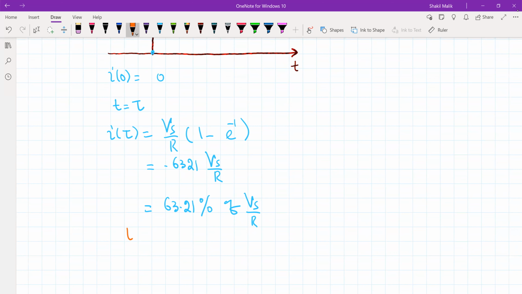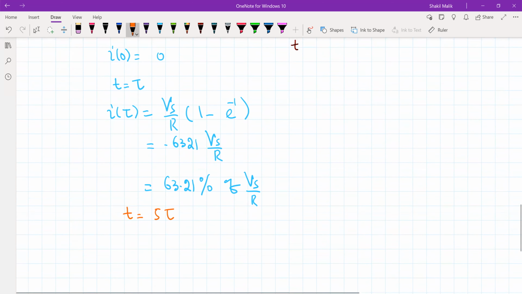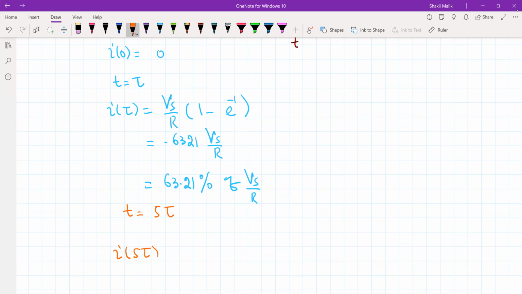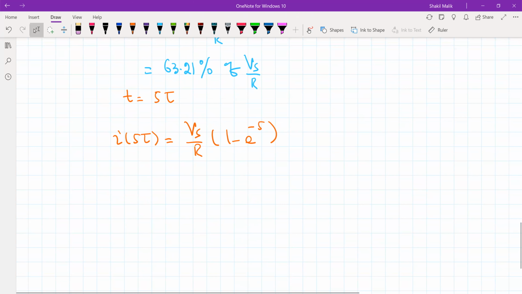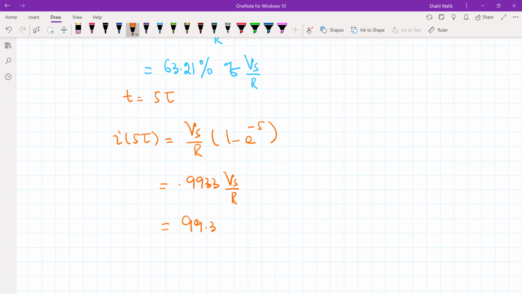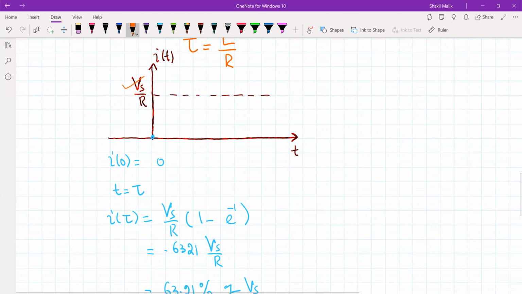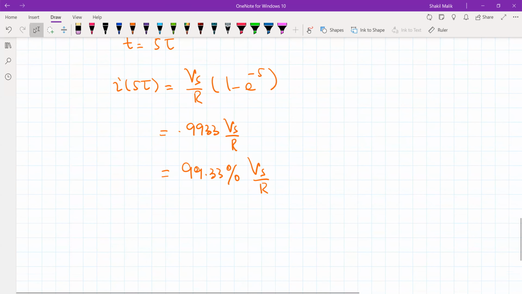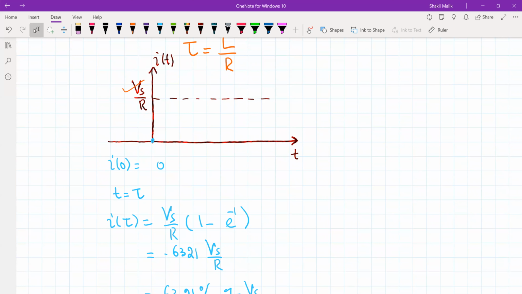Now, if we substitute one specific value, when t is equal to 5 tau, the inductor current will be Vs by R times 1 minus e to the power of minus 5, and that's equal to 0.9933 Vs by R. Vs by R will be some value, so that means it will be 99.33% of Vs by R. It means in 5 time constants, the inductor current will almost rise to 99.33% of Vs by R.